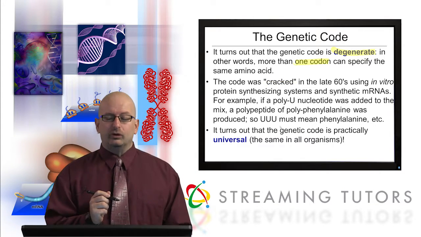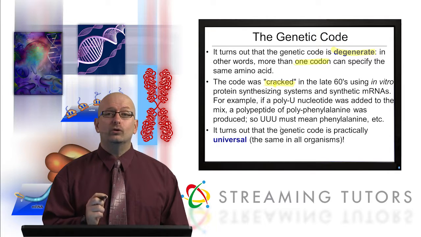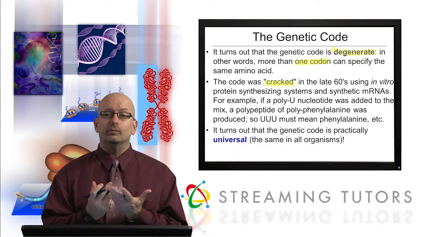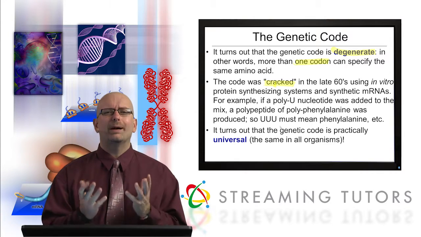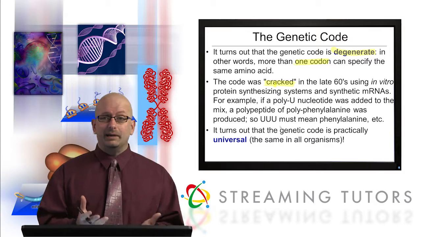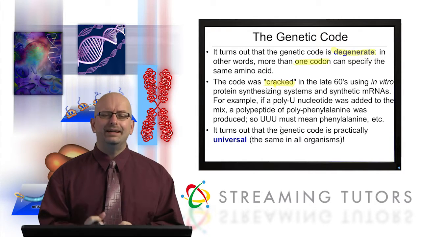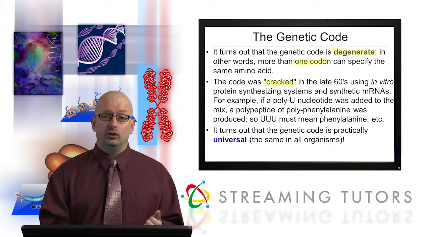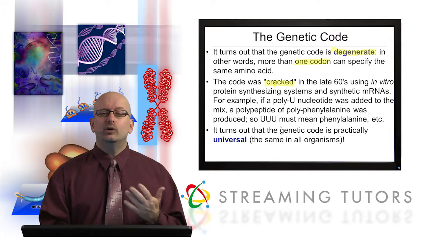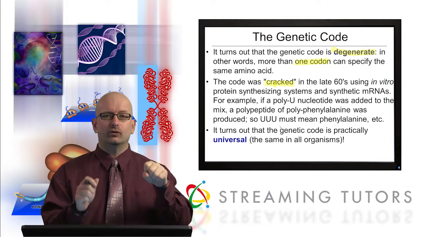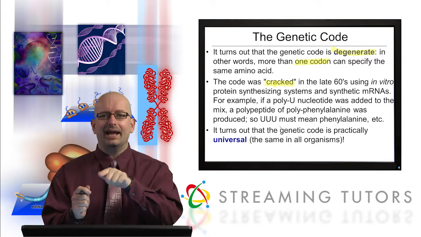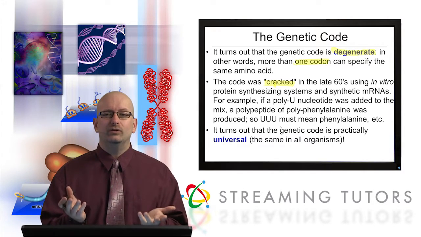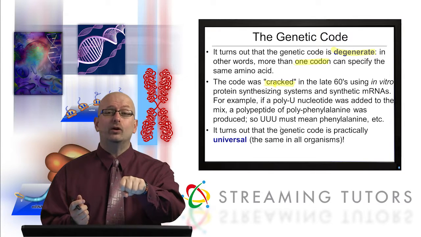Now, the code was actually cracked in the late 60s using what's called an in vitro protein synthesizing system, along with some synthetic messenger RNAs. That's a mouthful. It's not by any means easy to physically do, but the idea of it isn't so bad. The idea is you can make a messenger RNA, and today it's easy to do so. In those days it was a little harder. But you can make one, for example, with whatever sequence you want in theory, but one with all the same nucleotide was a little easier to do. That's a messenger RNA that could be translated.